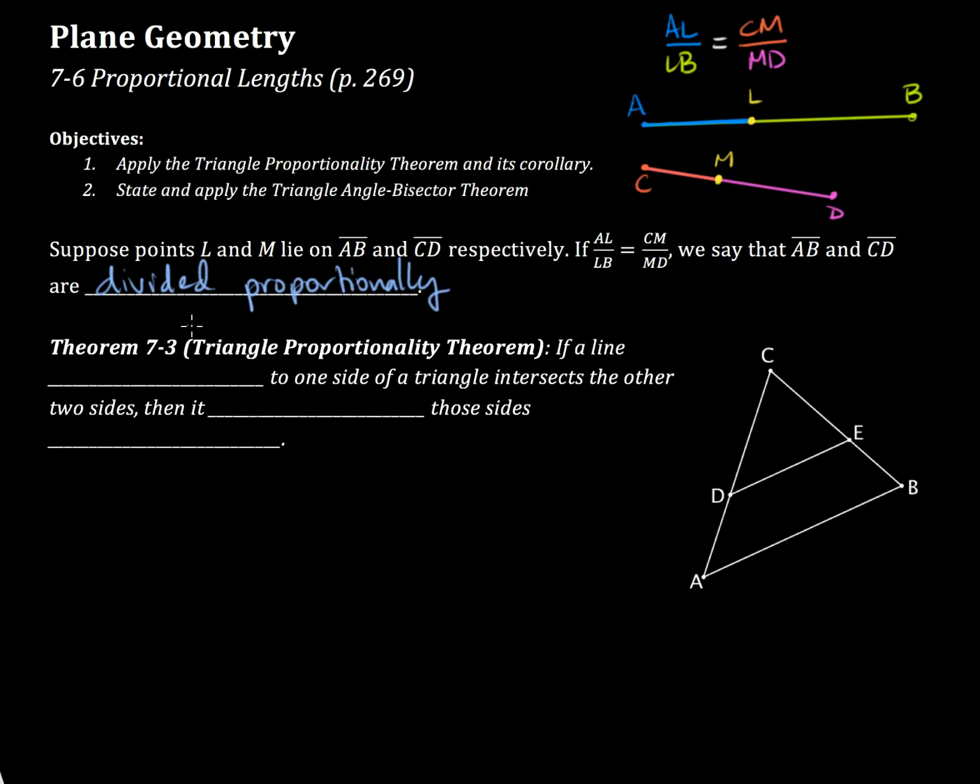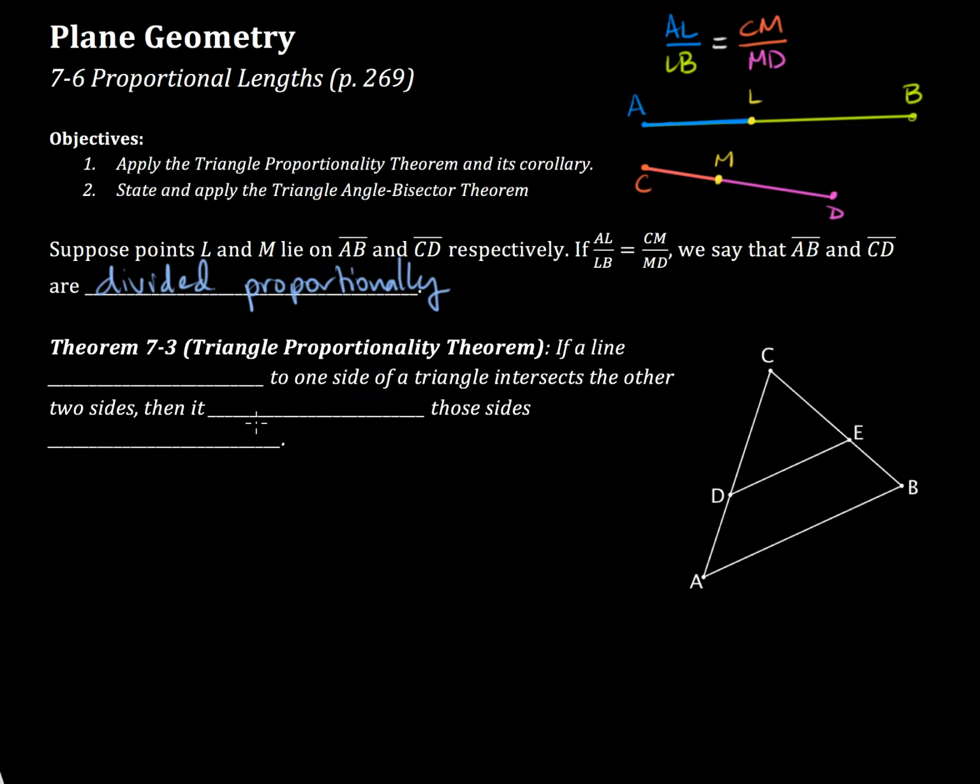That's a term we're going to see in a couple of different theorems that we're about to look at, so I just want to show you what it means. If I divide two segments proportionally, it means that if I make a ratio out of the two parts of one segment, it will equal the ratio made out of the two parts of the other segment.